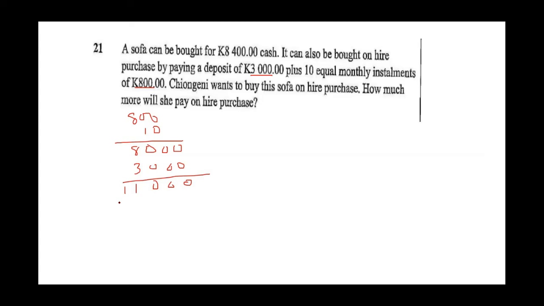Okay, the famous in Congo in Zambia. All right, so here we have 11,000. That's what you are going to spend. But if you bought it at cash, you are only going to spend this one. So the question says, how much more will she pay?